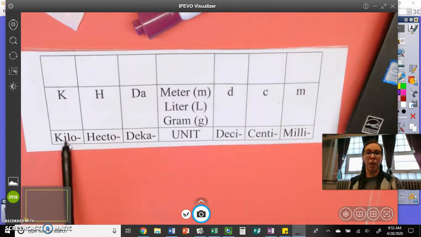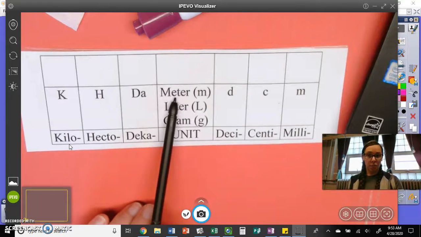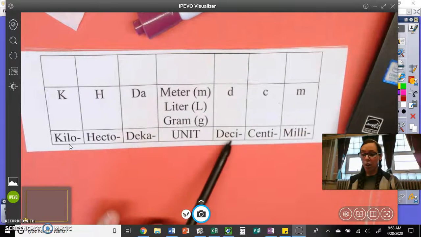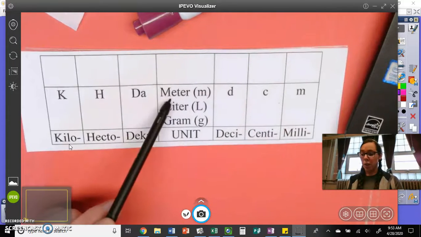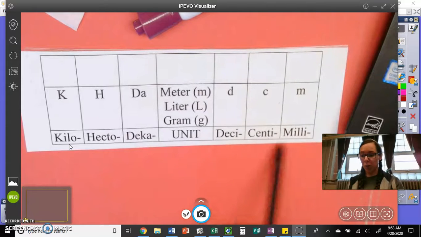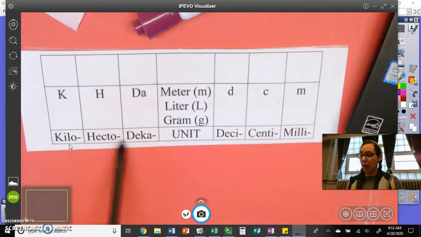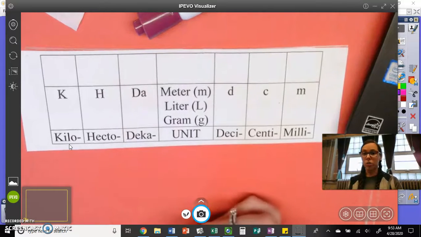Kilo is the biggest, so whenever you see a kilometer, that's the biggest unit on the metric system. Then there's a hectometer, a decameter, a decimeter, centimeter, and millimeter. And we've heard these ones before. We've heard centimeter, millimeter, and kilometer before. But hectometer, decameter, and decimeter are new, which is okay. We can learn new stuff.